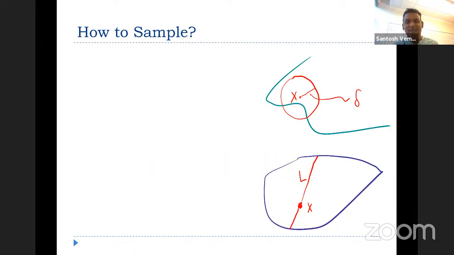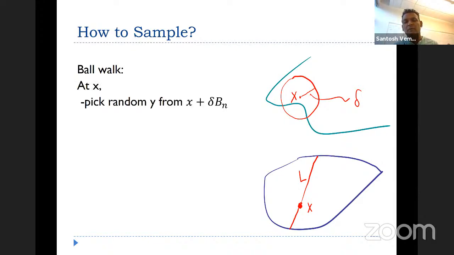Okay, but how do we sample? It turns out sampling algorithms are among the simplest algorithms, at least in this setting, in the literature. In the case of this general problem with membership oracles, one way to do it is the ball walk, which is the following. At a point X in the set, you pick a random point from a ball of fixed radius delta around X. And then if that new point is in the set, you go there. If not, you just try again. That's the whole algorithm.